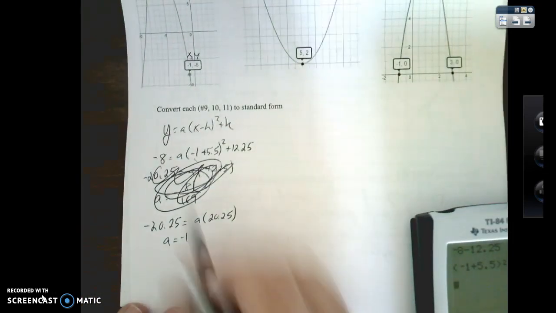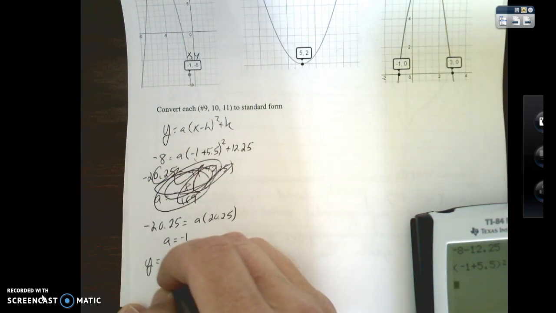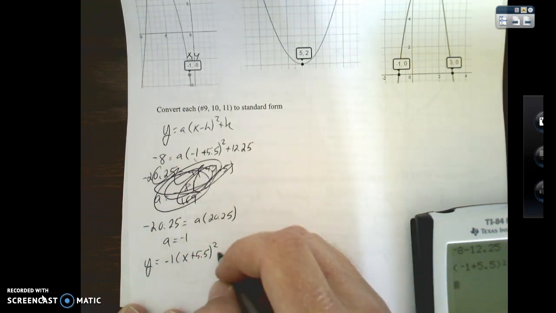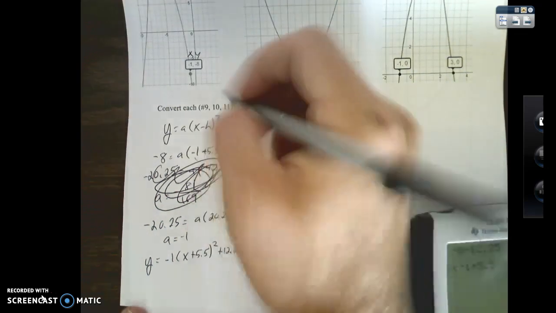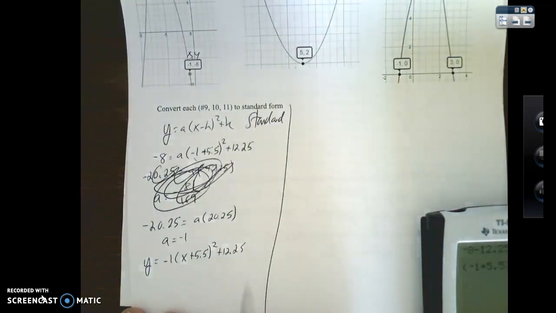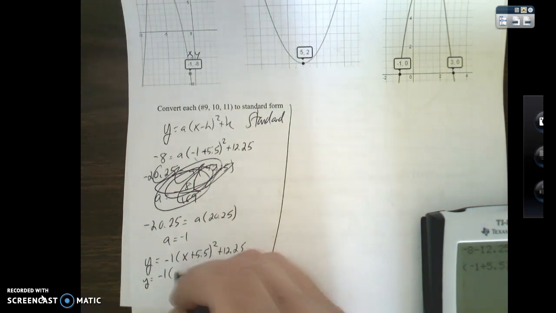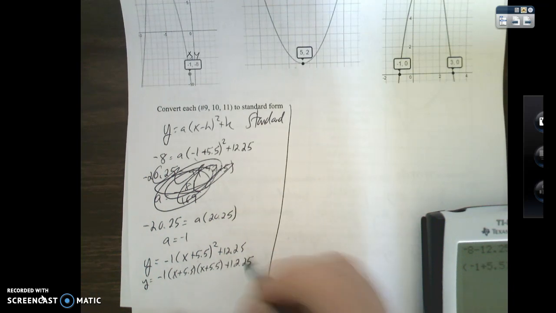So we're very close here. What I can then do is plug everything back into your original up here, except I leave the y and the x. So y equals negative 1 times (x plus 5.5) squared, and then plus 12.25. So here's the tough one. This is for standard. I have to FOIL this out. So I'm going to get negative 1 times (x plus 5.5)(x plus 5.5) plus 12.25.